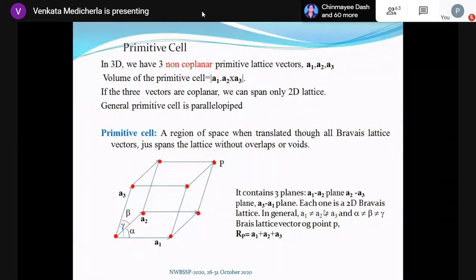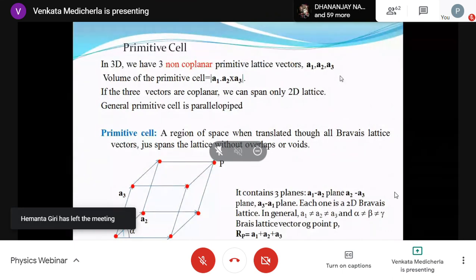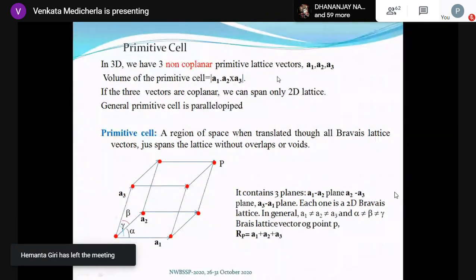In 3D, we have 3 non-coplanar primitive lattice vectors that I started with initially. Non-coplanar, that I have again made red in color to emphasize that they should be non-coplanar. So what is the volume of the primitive cell? A1 dot A2 cross A3.